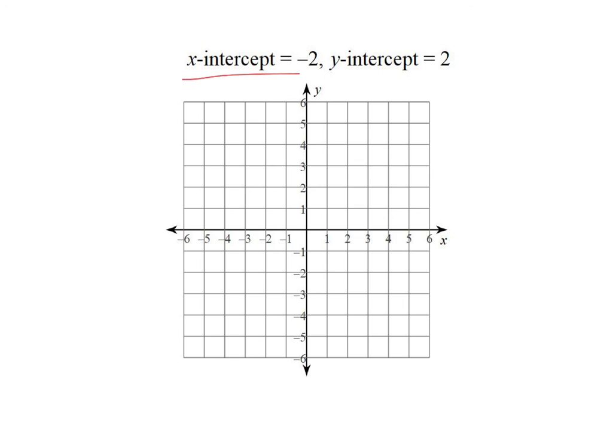Okay, so our x-intercept is -2. So I go to my x-axis, which is the horizontal line, put a point at -2. The y-intercept is 2, which I go to the vertical line, the y-axis, plot a point at 2, and then connect the dots.